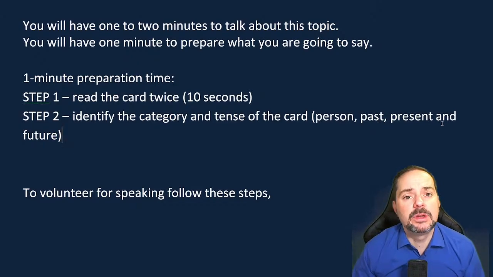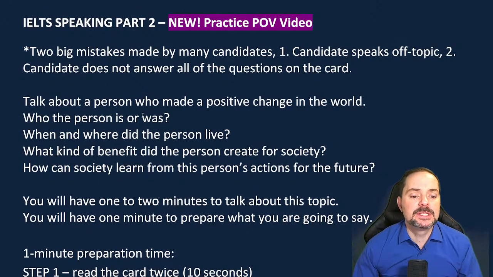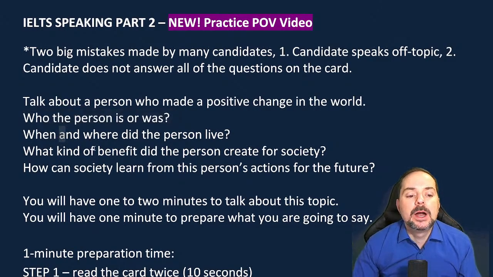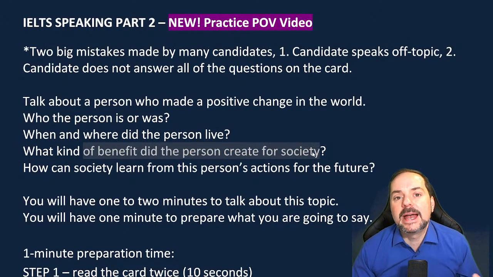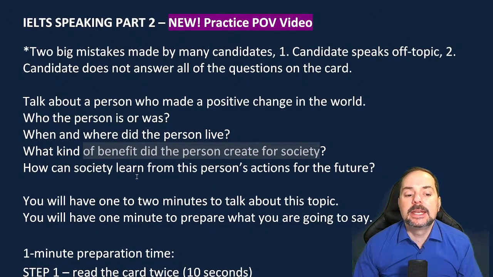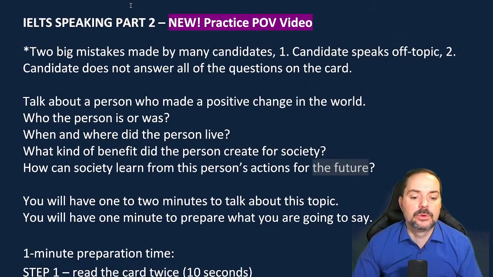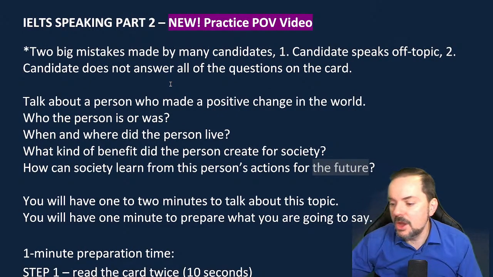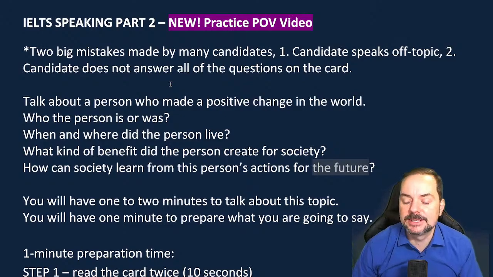Now, I'm sure some of you have heard about this past, present, future, but it's not always true. In this case, it is. Why? Because it says who the person is or was, usually it's a person that already made the change, so was, when and where the person lives or lived, okay? What kind of benefit did the person create? So that would be more present tense, like what we have now because of this person. And how can society learn from this person's actions for the future? So for years to come, okay? So that's what we have. So we have past, present, future. Arda agrees. Arda says, yeah, present simple, past simple, future. Good.